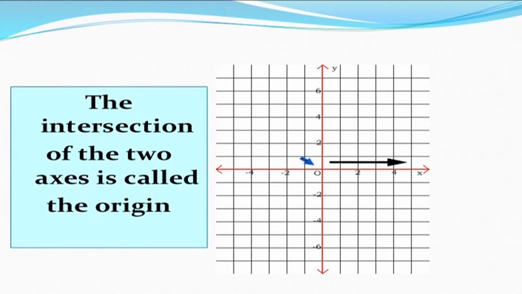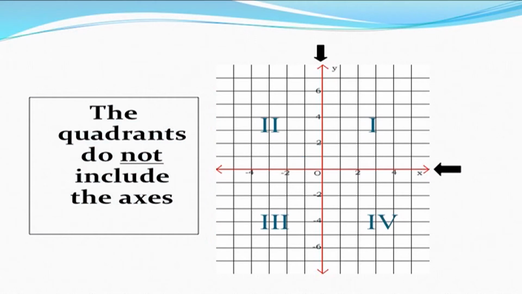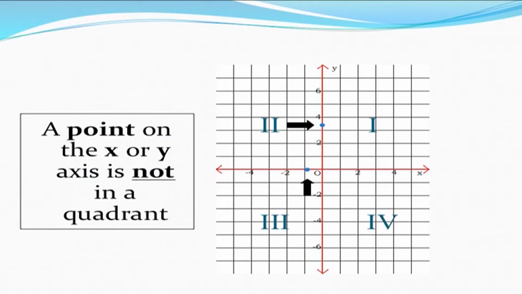To the right of the origin, we have positive numbers. As on a number line, we have numbers right of 0 as positive and left of 0 as negative. The same is here. For the vertical axis, above the origin we have positive numbers and below the origin we have negative numbers. The quadrants do not include the axes. A point on the x or y axis is not in any quadrant.